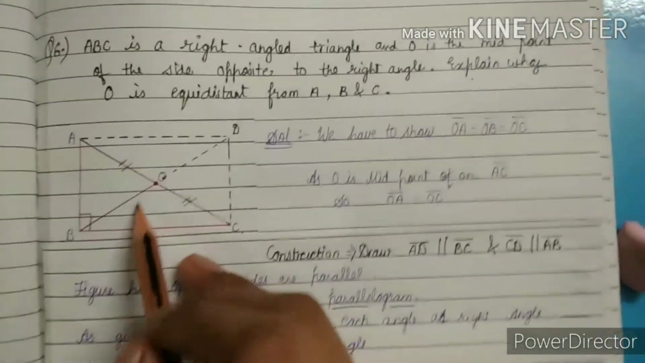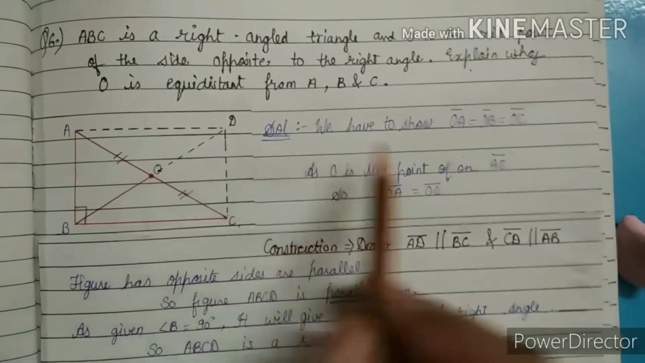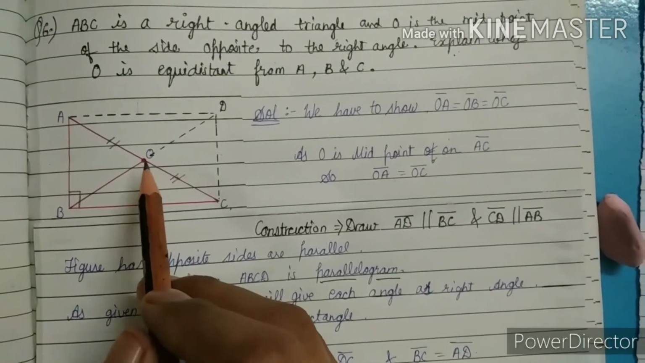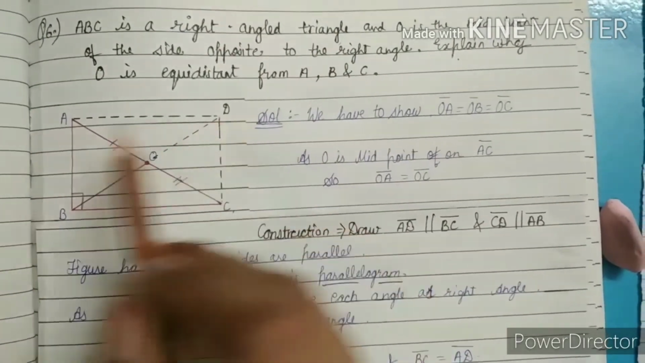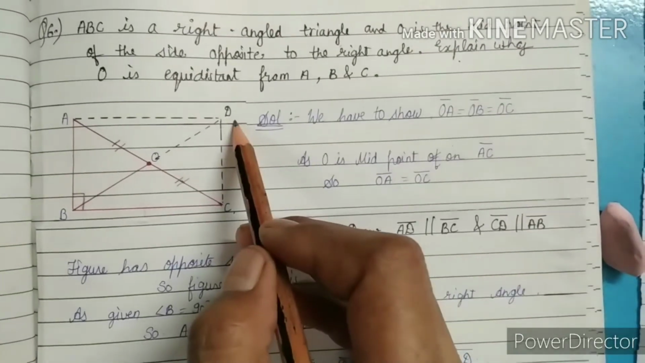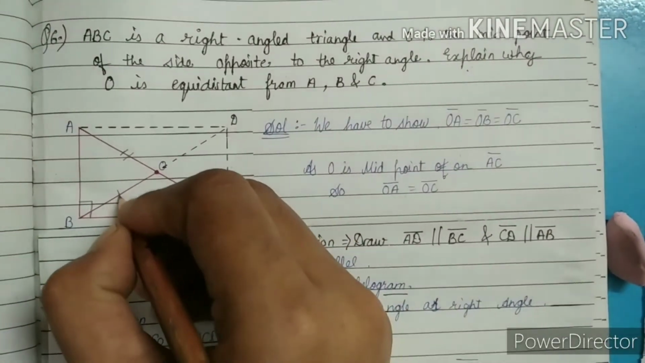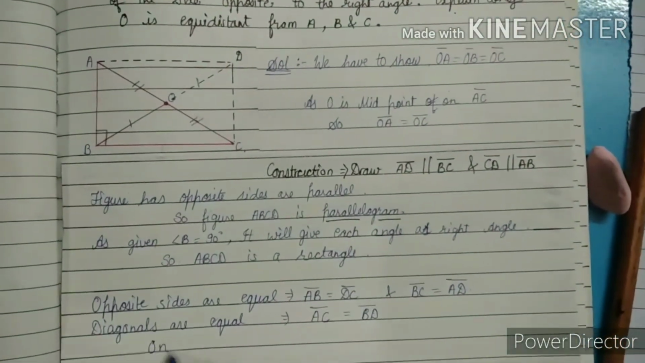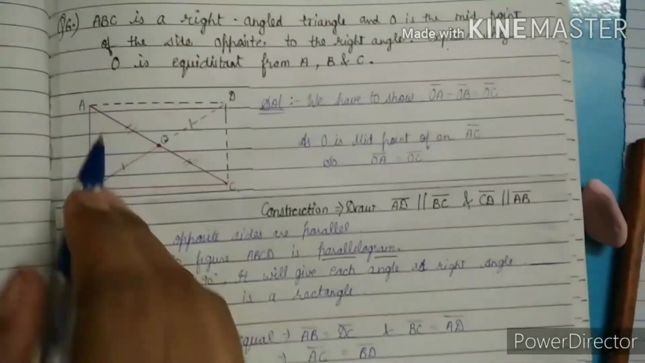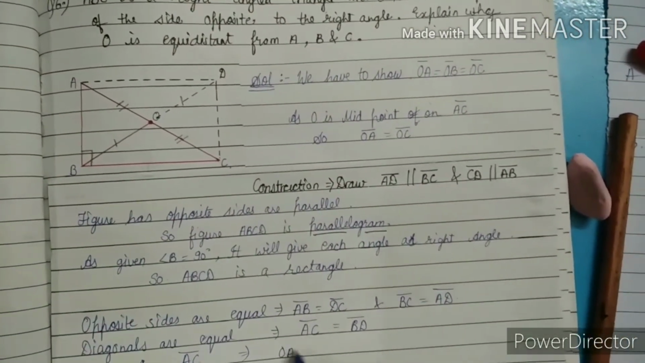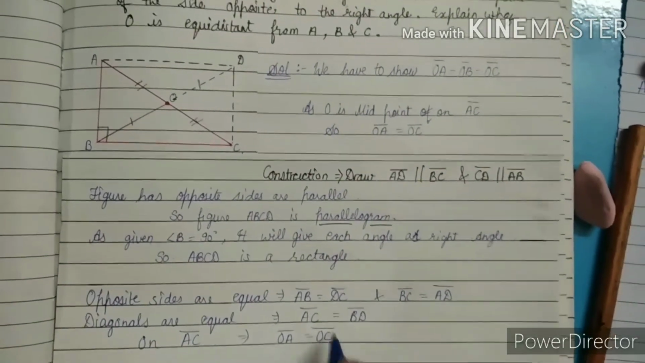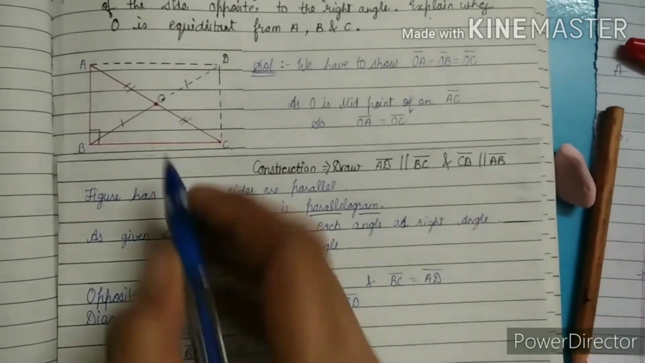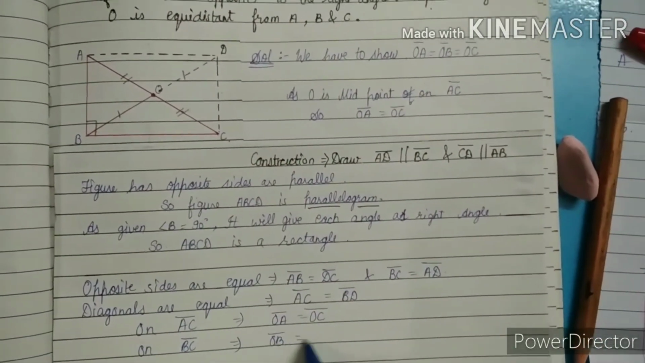When we see the figure, we have already proved OA is equal to OC. The same thing also applies for BD. Whatever applied for AC will apply for BD too. It means this section from O to B is equal to this section. So we will write here, on AC, OA is equal to OC, and on BD, OB is equal to OD.